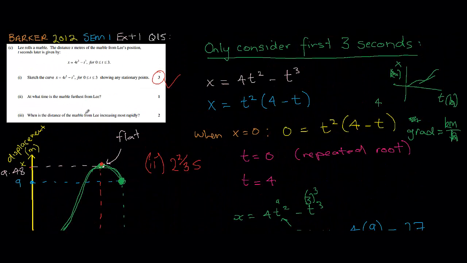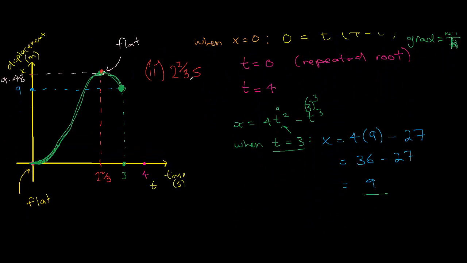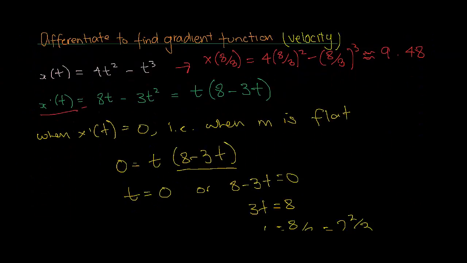Now, this third part: when is the distance of the marble from Lee increasing most rapidly? Increasing most rapidly, that's velocity. So when it's moving the fastest away, that's when its distance is moving away the fastest. And we know that the gradient of this curve, I'll do this one down here because this graph's a bit neater, represents the velocity. So gradient represents velocity. Another way of saying when is it moving away the most rapidly is to say when is its velocity highest, when is the gradient the highest, right? That's another way of thinking about it.